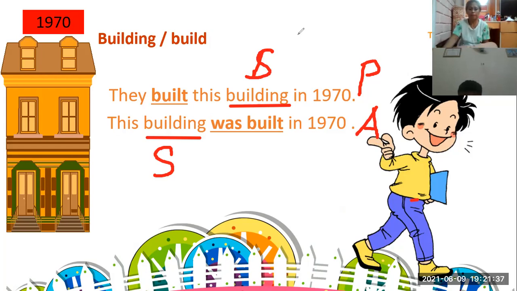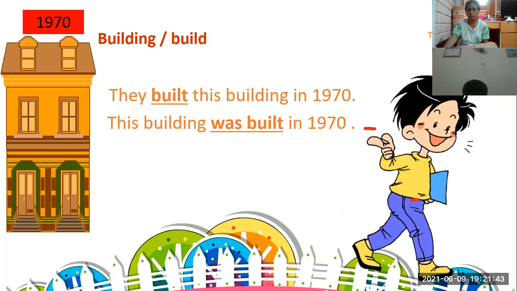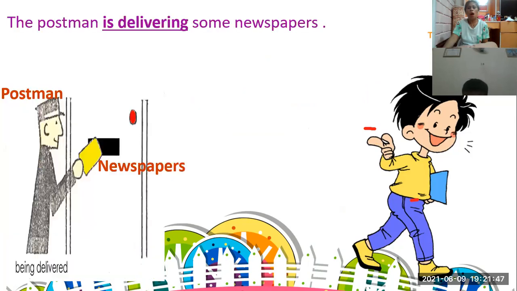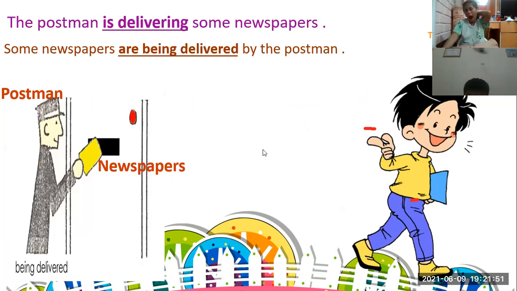Next one. Okay, look up here. The postman. Can you see the postman? This is the postman, tab. The postman is delivering some newspapers. Some newspapers are being delivered by the postman. So this is the active voice. Can you see? The postman is the subject. Some newspapers are being delivered by the postman.